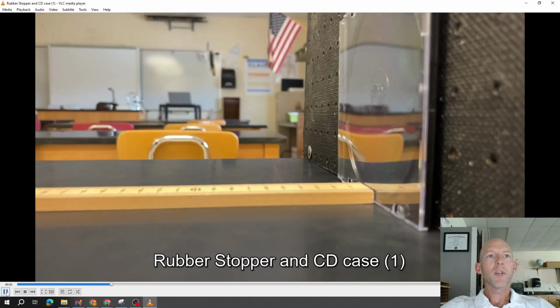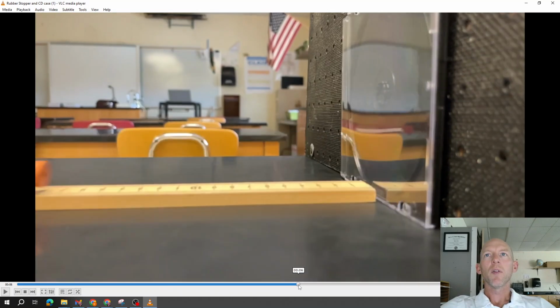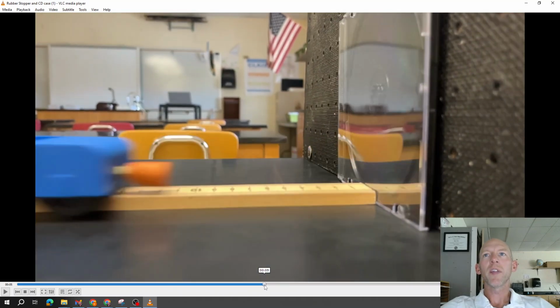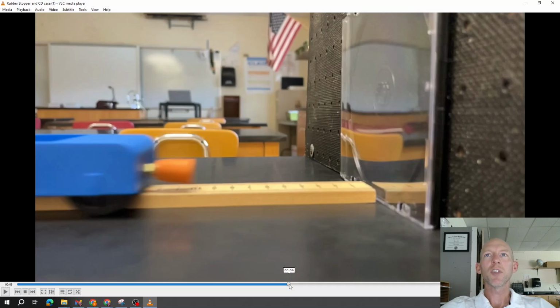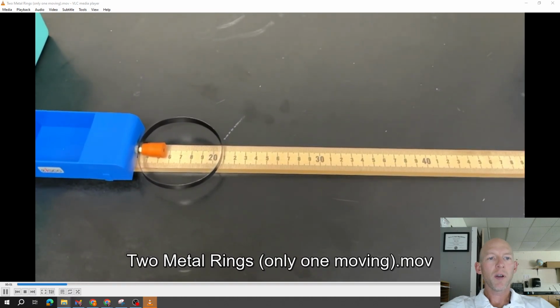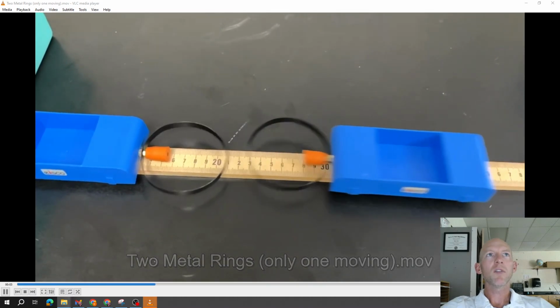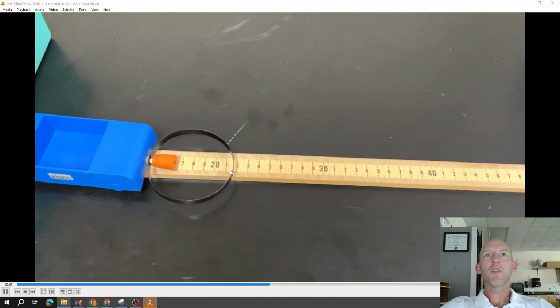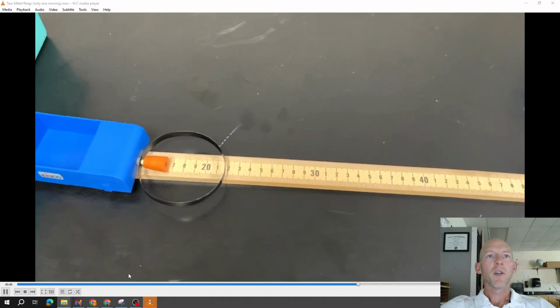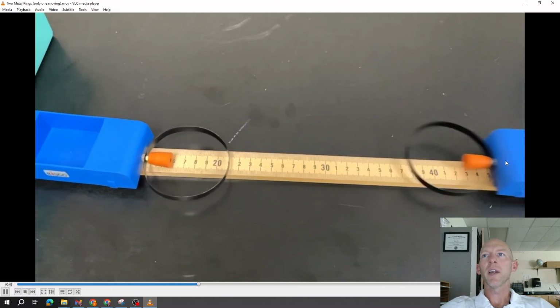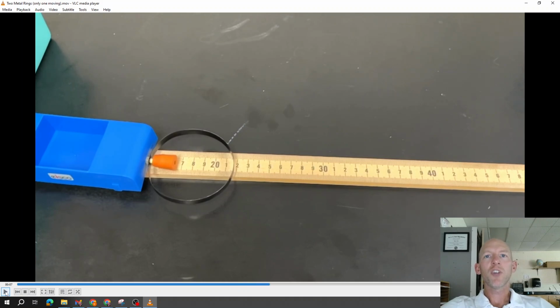We notice the same thing with the rubber stopper and the CD case. So when the rubber stopper runs into the CD case, the rubber stopper moves in the opposite direction that it was moving, so its motion changes, and the CD case's motion changes. It was just sitting there, and it started to move backwards just a little bit. Last one I'll go over is the metal rings. Again, moved in different directions. This one wasn't moving and started moving. The first one was moving and again moved in the opposite direction. So we noticed changes in motion.